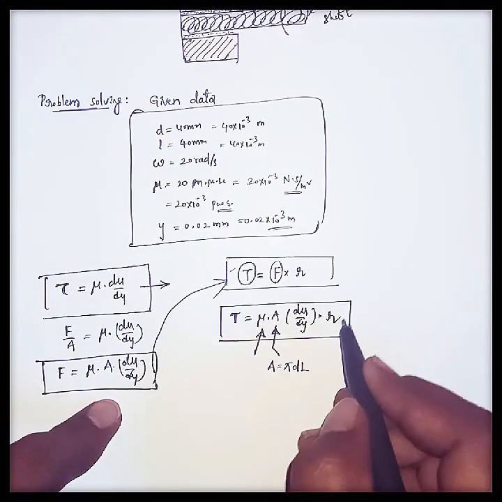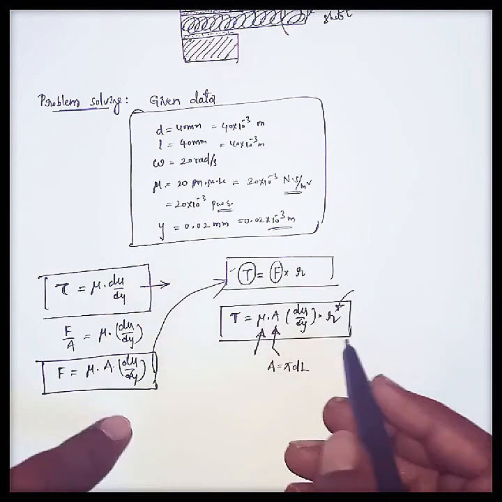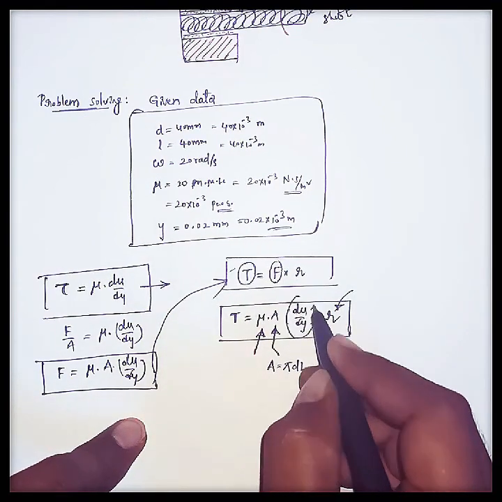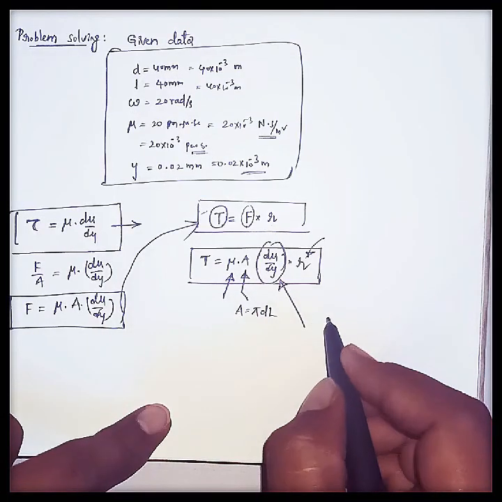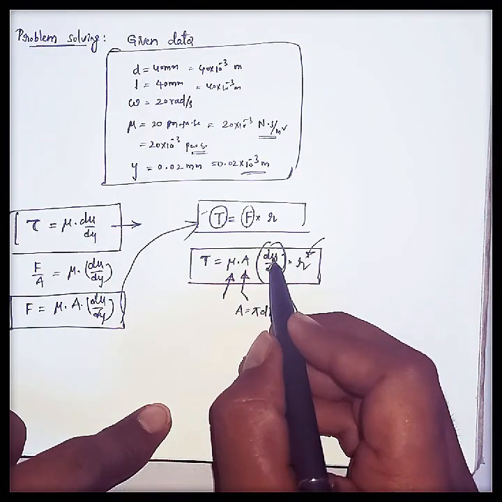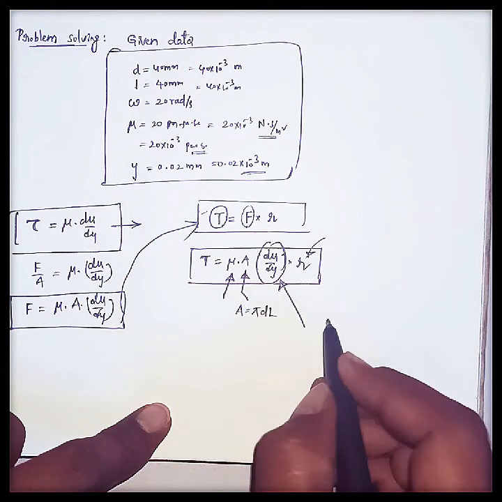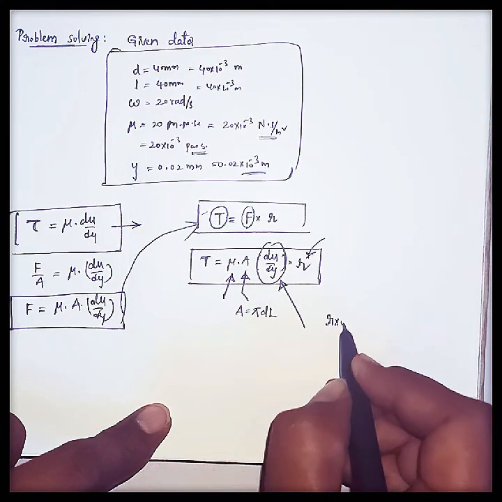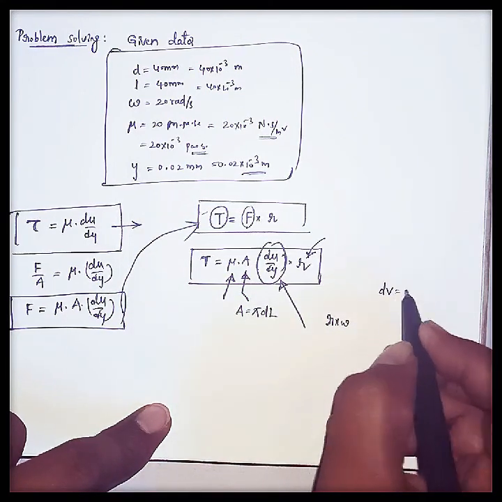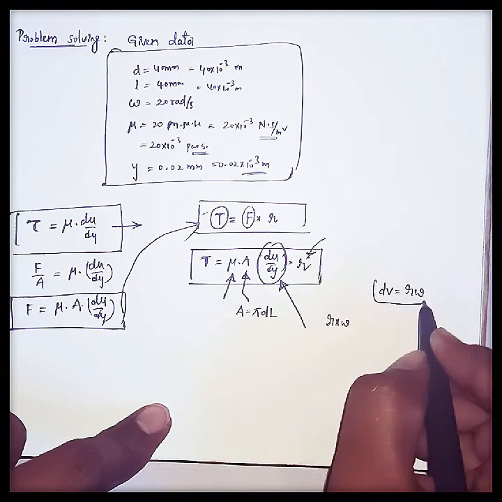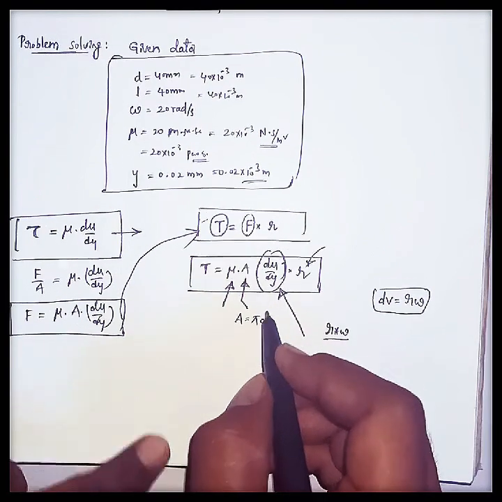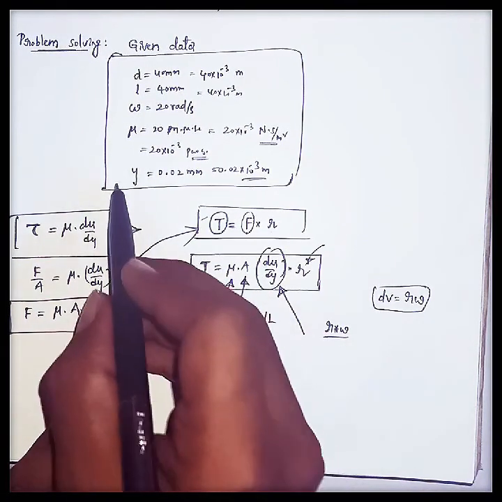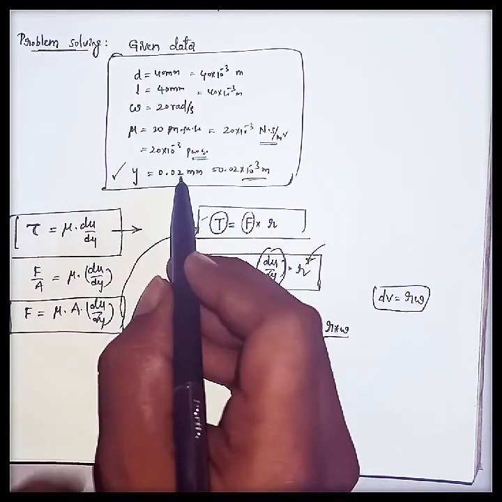Here the diameter is already given, and we have to note this point. How should we calculate du by dy? du is nothing but the change of velocity. Change of velocity we can write as r into omega, that is dv is r omega. Then dy is the clearance. This clearance value dy is already given in the question, that is 0.02 mm.